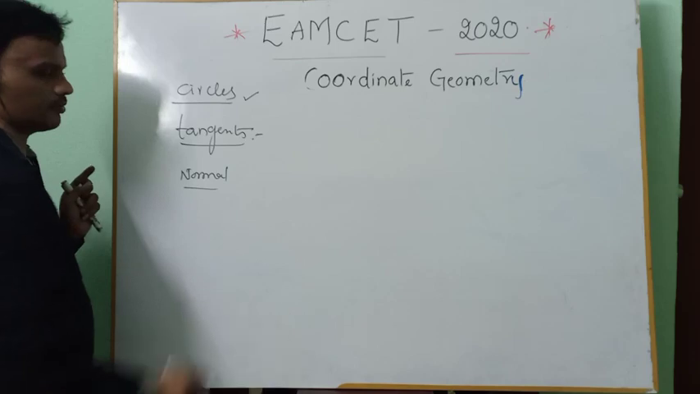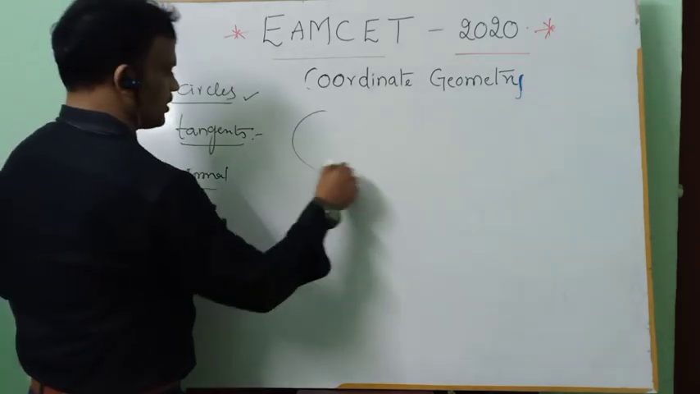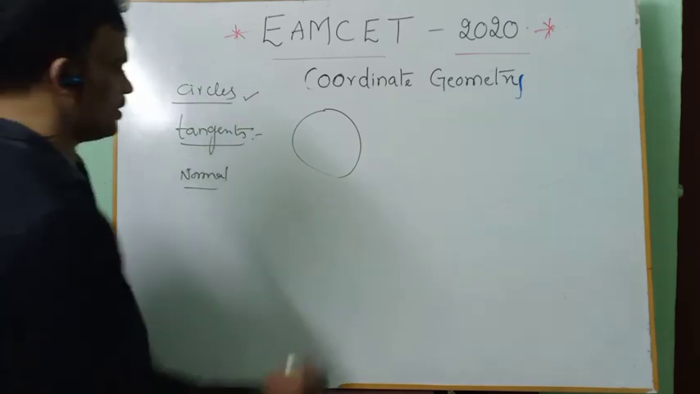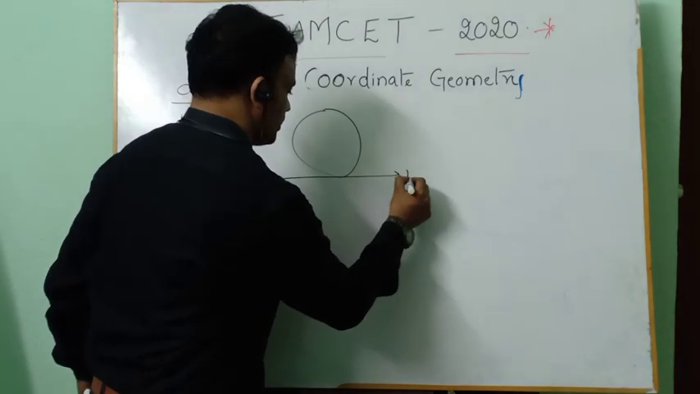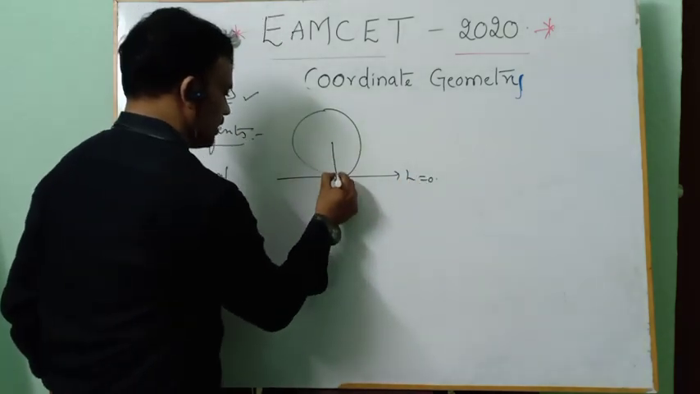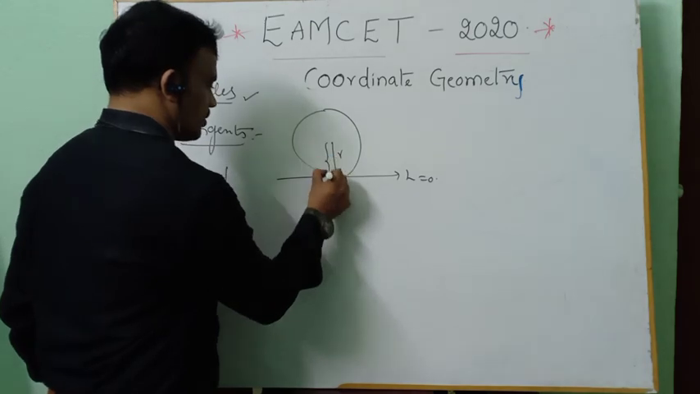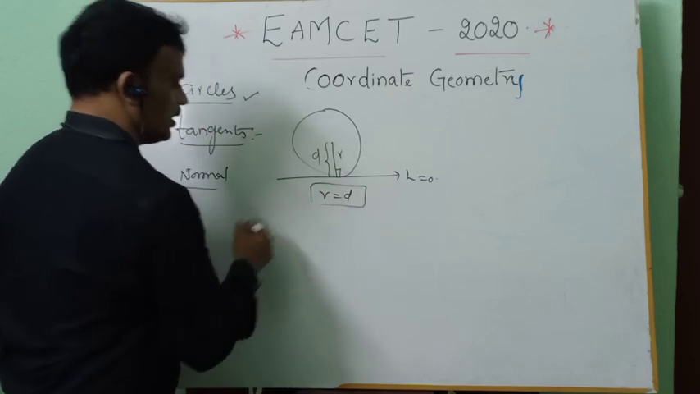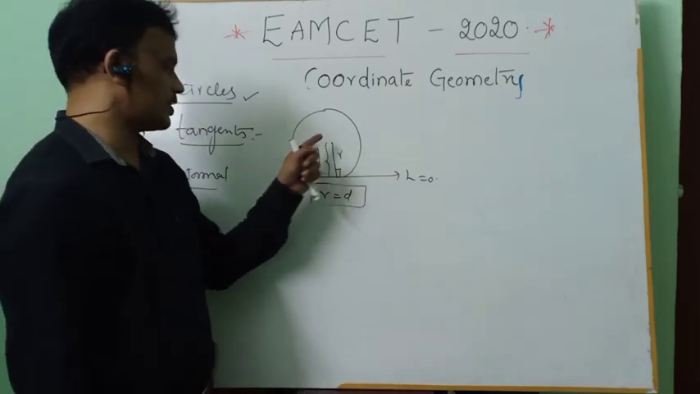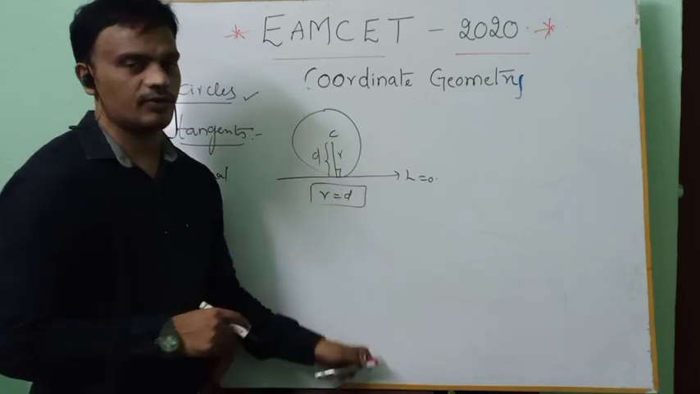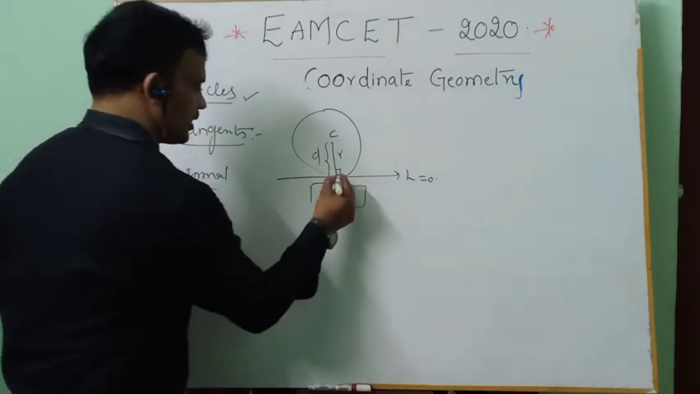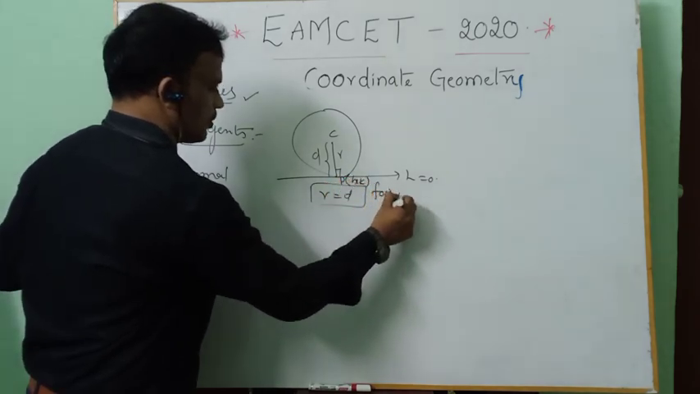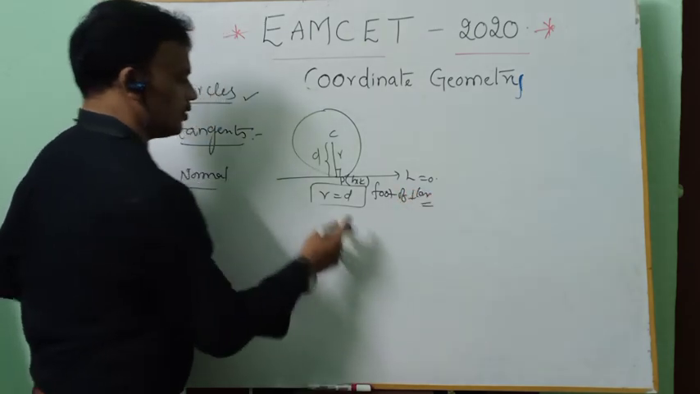Tangent condition, normal condition. If a line and a circle are given, what is the condition for the line to be a tangent to the circle? Here this is the radius, and at the same time this is the perpendicular distance from the center of the circle to the line. R equals D is the condition: the radius equals the perpendicular distance from the center of the circle to the line is the condition for the given line to be a tangent to the circle. The point P, H comma K, is the foot of the perpendicular.